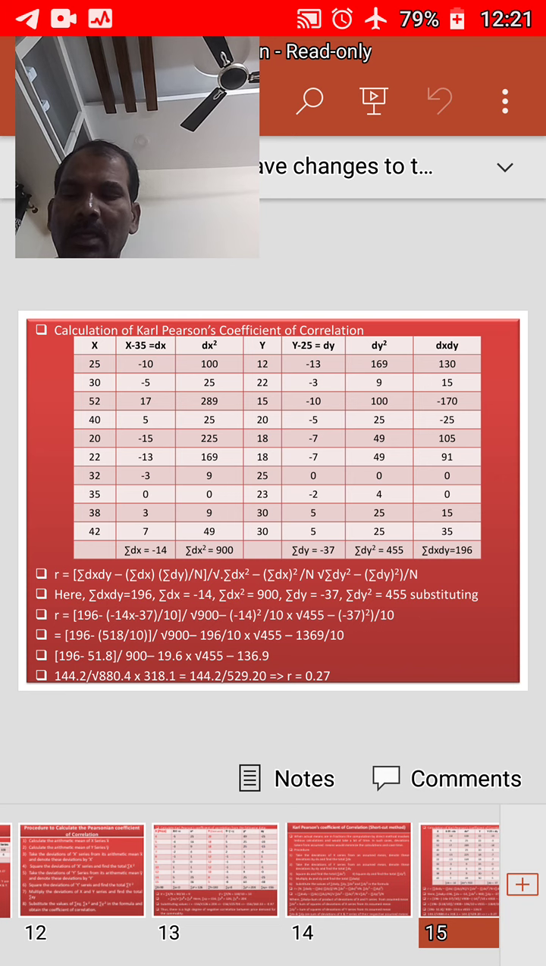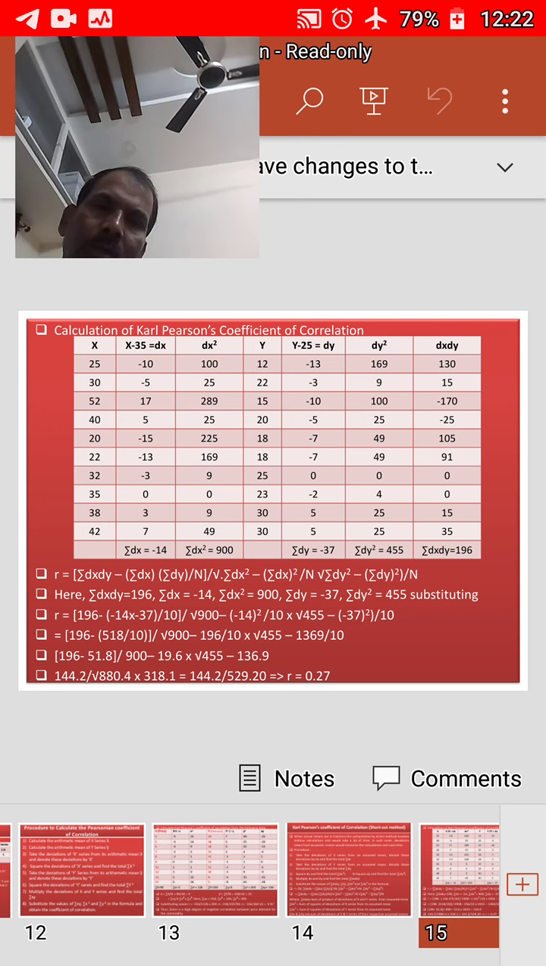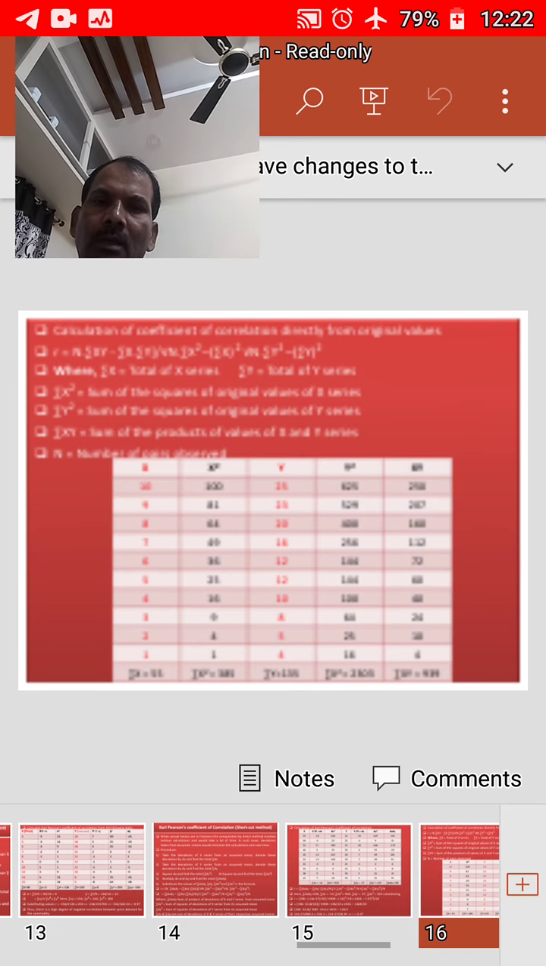under root 900 minus 19.6 into 455 minus 136.9. If you simplify further, you'll get 196 minus 51.8, which is 144.2, divided by under root 880.4 into 318.1, which is 144.2 by under root 2 lakh 80,055.24, which is equal to 144.2 by 529.2, so r is equal to 0.27 that we get.